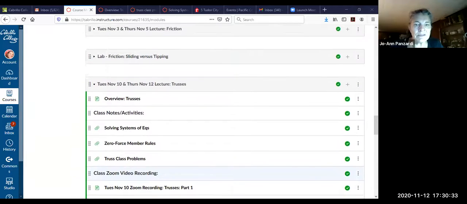And I'm going to share my screen. And I'm looking at the truss module.